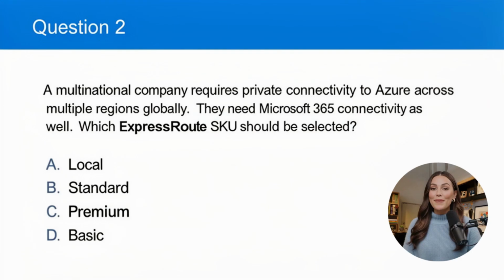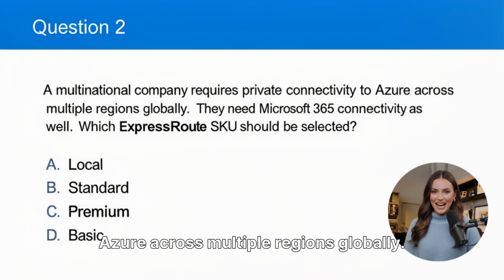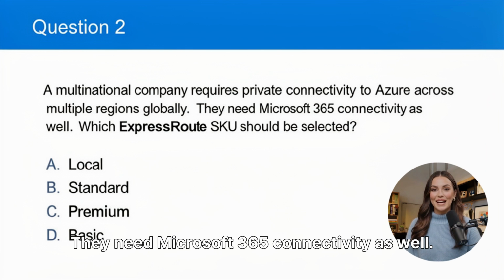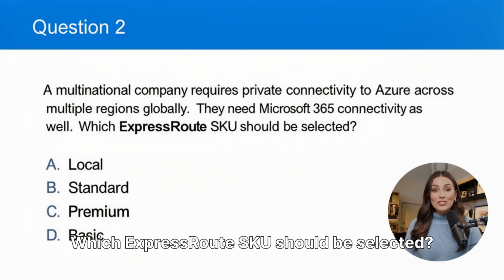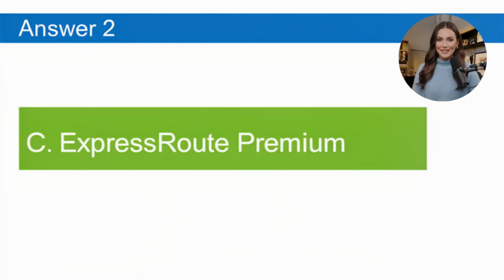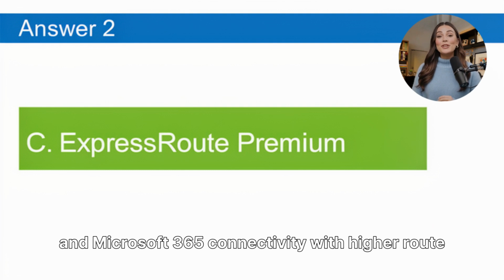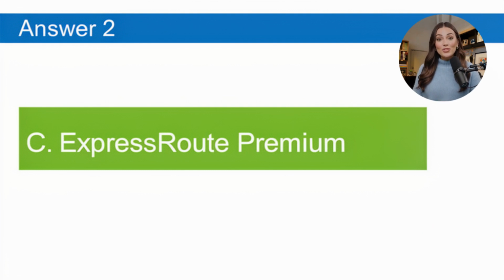to ExpressRoute. Question 2. A multinational company requires private connectivity to Azure across multiple regions globally. They need Microsoft 365 connectivity as well. Which ExpressRoute SKU should be selected? A. Local. B. Standard. C. Premium. D. Basic. Think carefully. The correct answer is C. ExpressRoute Premium. This SKU supports global connectivity, cross-region support, and Microsoft 365 connectivity with higher route limits.